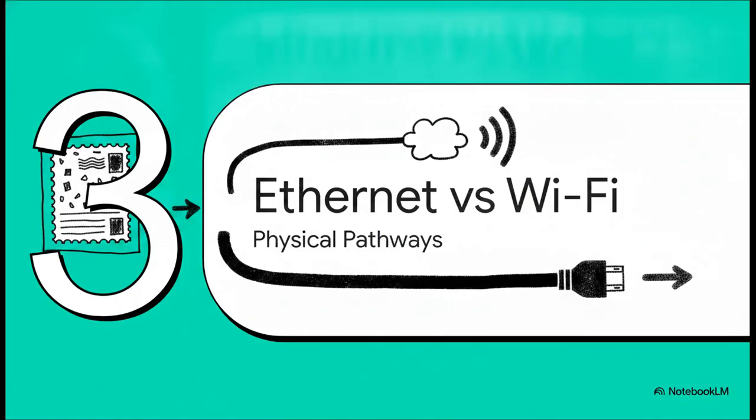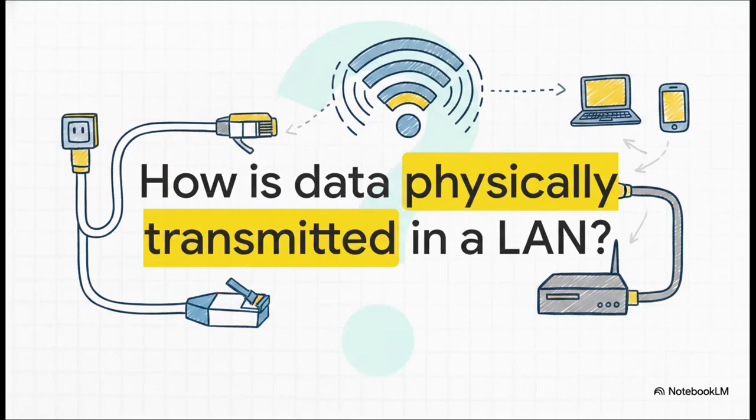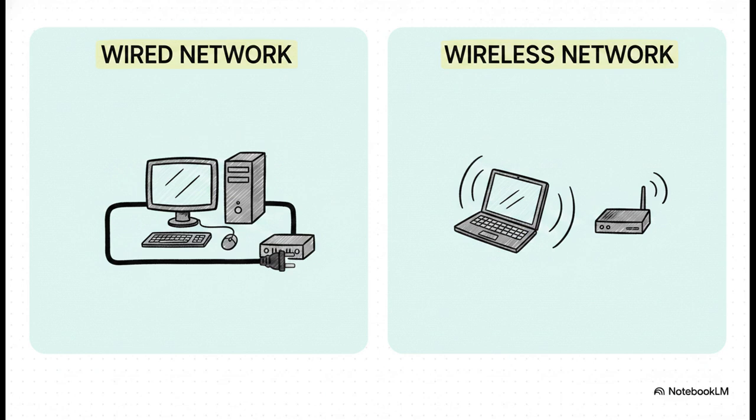All right, Section 3, Ethernet versus Wi-Fi. The question on your exam is probably going to look something like this. How is physical transmission actually achieved in a local area network? We know this layer handles the physical medium, but what actually are those mediums in a typical home or office? Well, it generally boils down to 2 heavyweights, Ethernet and Wi-Fi.